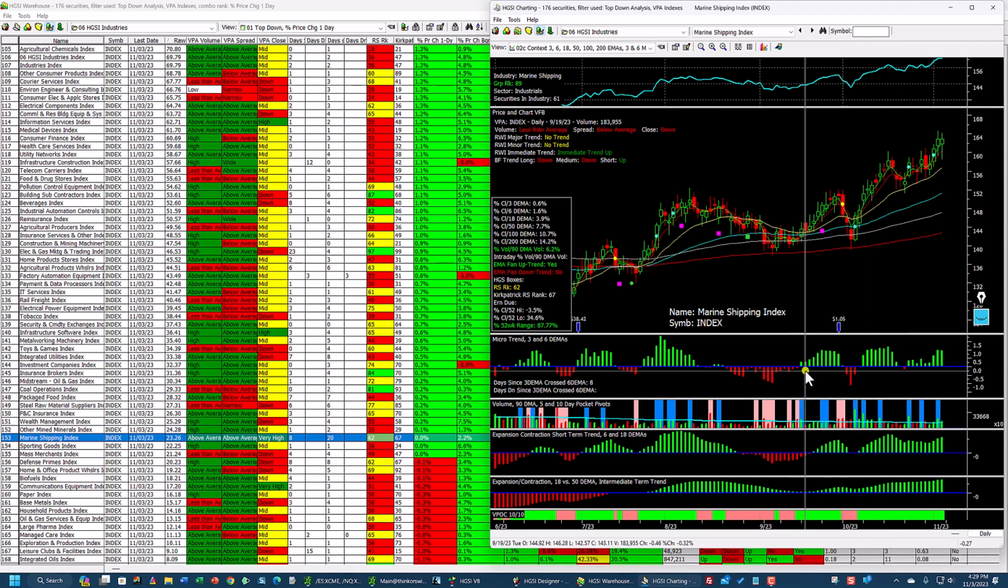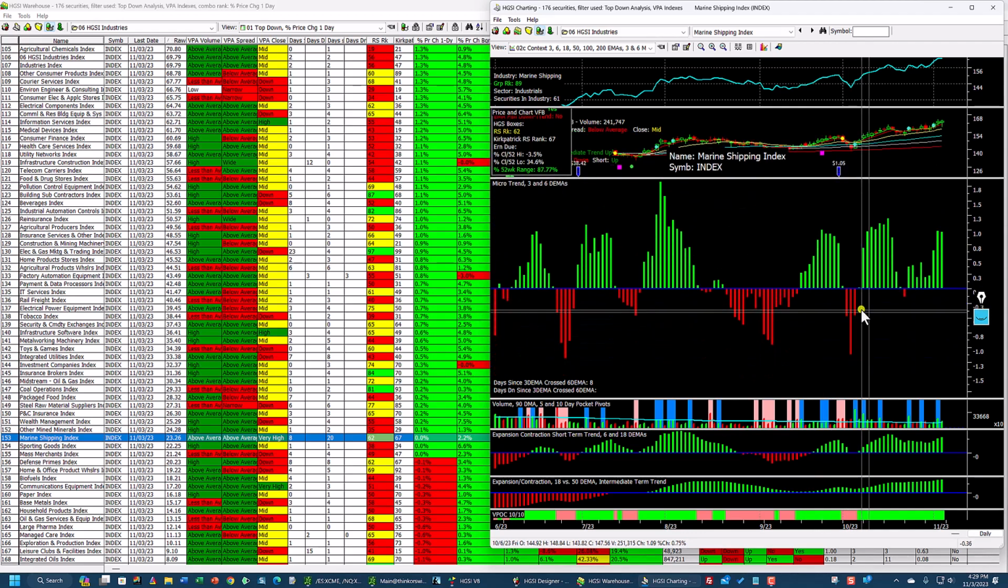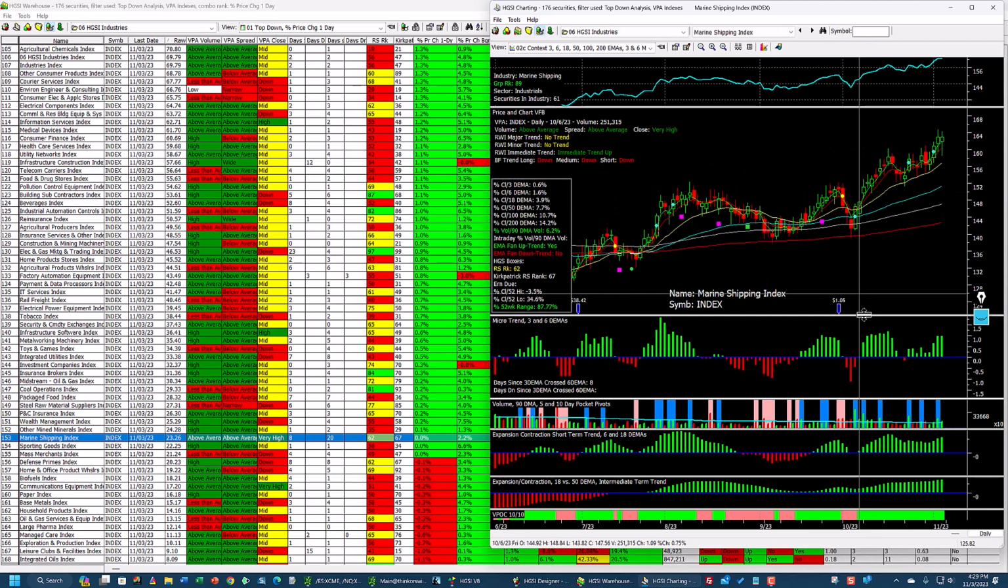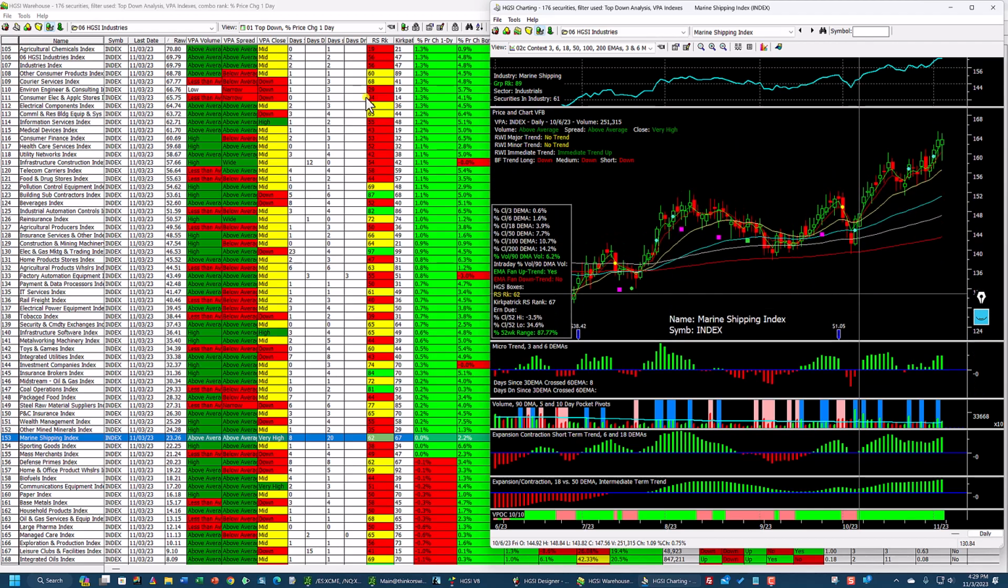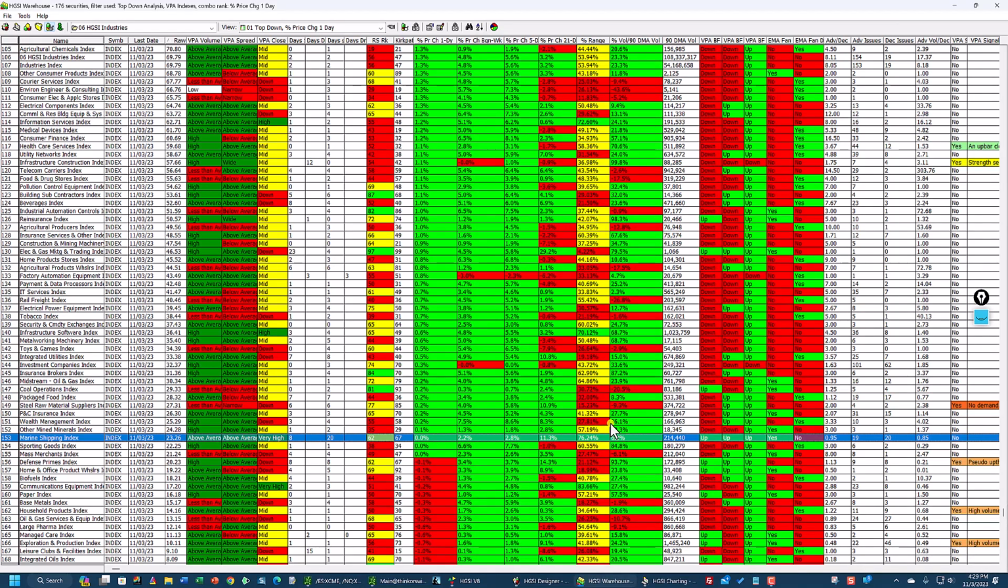But a strong move here, and then a sharp pullback, and then it reversed again right here. Wow, that turned slightly green right there on that bar. And then it was off to the races again. But this group has had a tremendous run. Some of them, not all of them. Over a 21-day period, the group is up 11.3%.